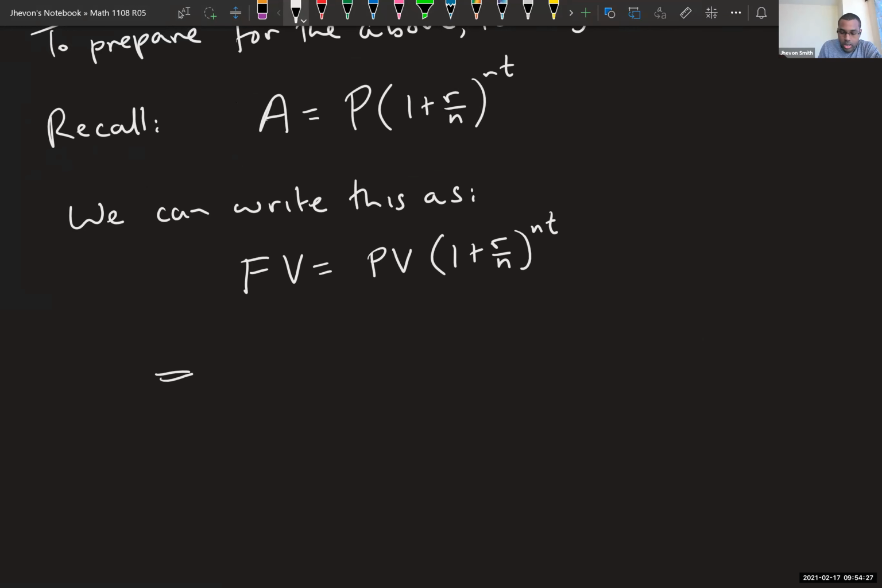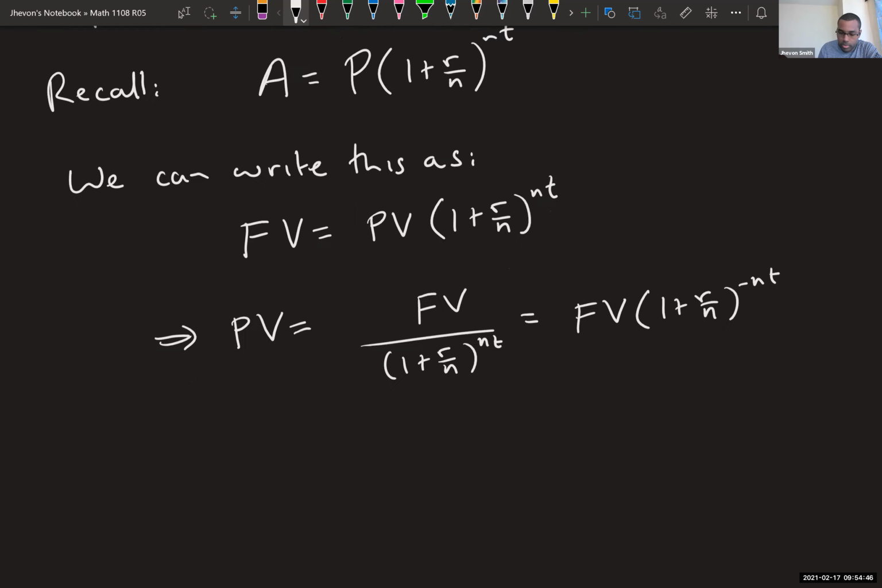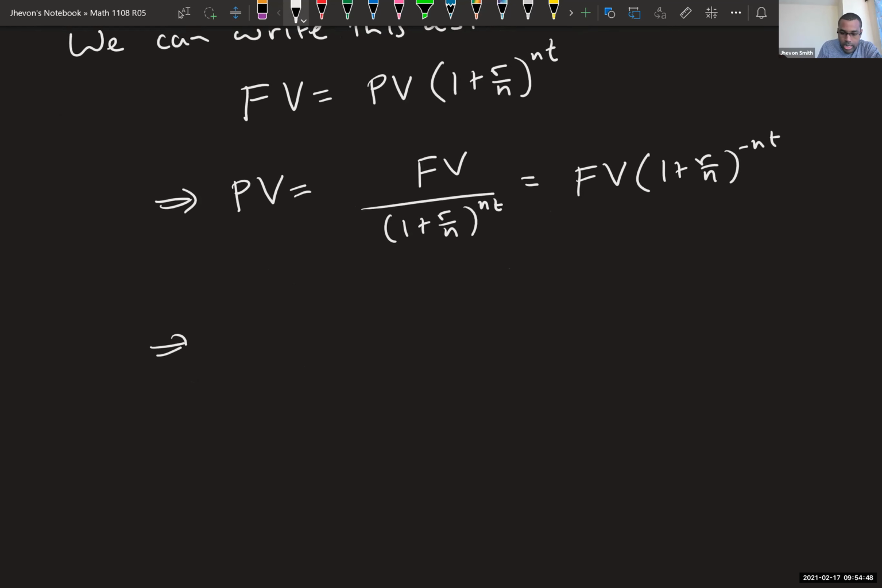So here's the thing. We could actually solve for the present value here. That's going to be the FV divided by (1 plus r over n) to the nt, which we know by laws of exponents, which we covered the first week, I can actually write as FV times (1 plus r over n) to the minus nt. So that gives me the present value formula, which is this.